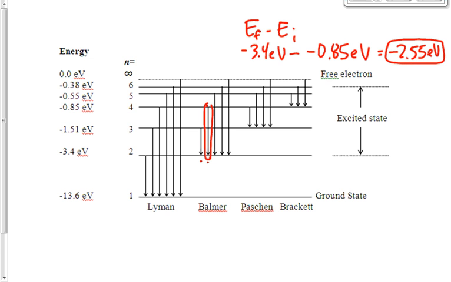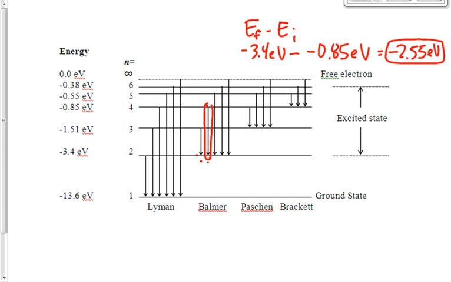How much energy was released in that transition? Because it's negative, it tells us that it's released. It's 2.55. What if I had asked you how much energy is absorbed when we go from 2 to 4? What would the answer have been? Positive 2.55. If it's negative, it's released. If it's positive, it's absorbed. Although, to be honest, if you got a question like that on an exam, they would probably ask you for the magnitude of the energy as opposed to positive or negative.